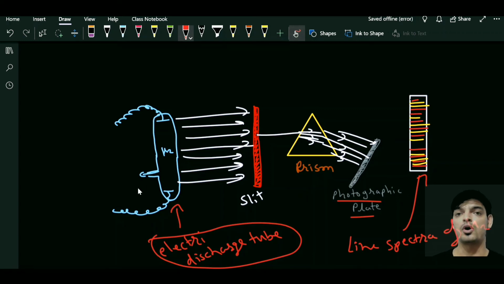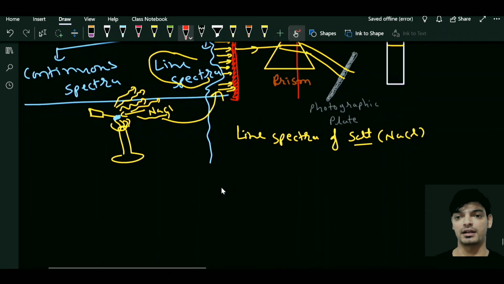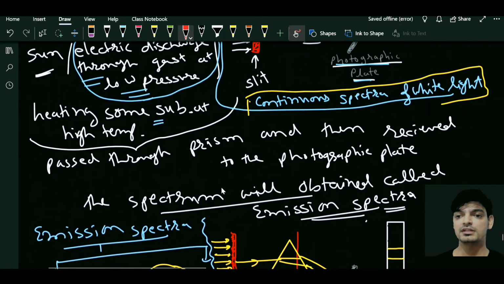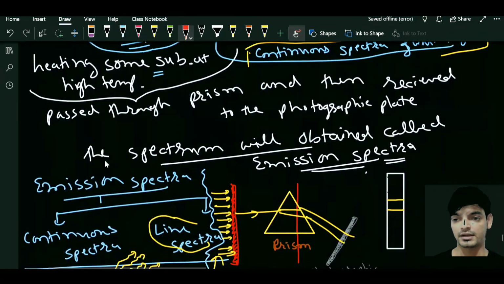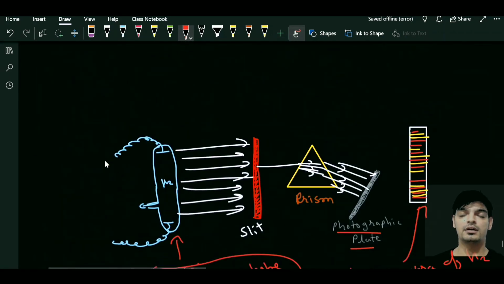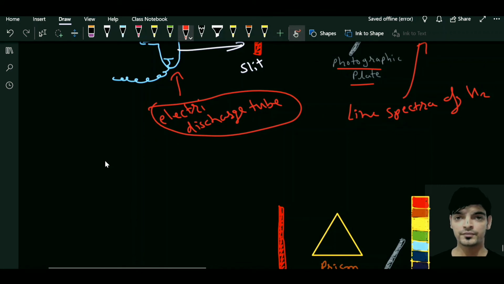Line spectra or the continuous spectra, both are types of emission spectra. So we have completed emission spectra. Now what is absorption spectra? We will see absorption spectra in our next video.